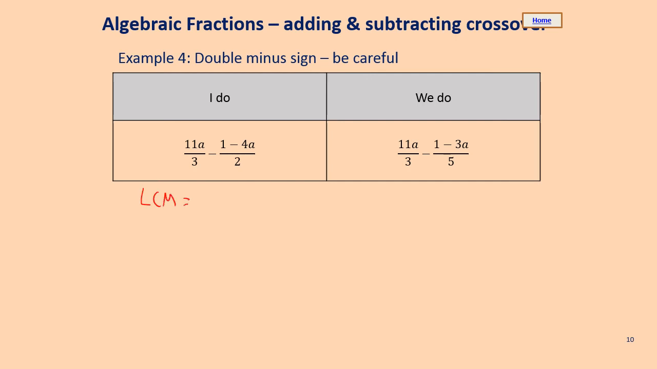So lowest common multiple of 3 and 2 is going to be, have a think for a moment, just pause for a moment, have a think. And you would be correct if you said 6. So we've got to write both these fractions out of 6. So first fraction has a 3 in the bottom, so we need to double that. And we also need to double the top. So it's going to be 22a over 6.